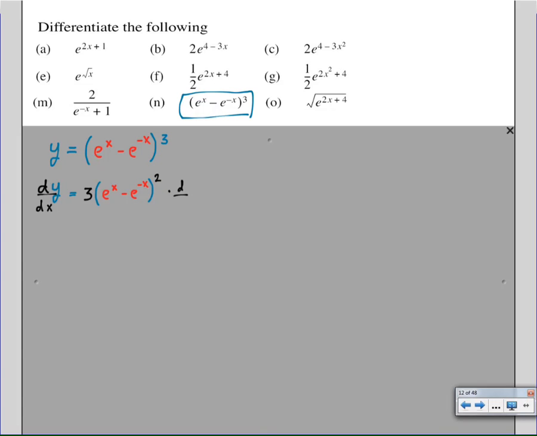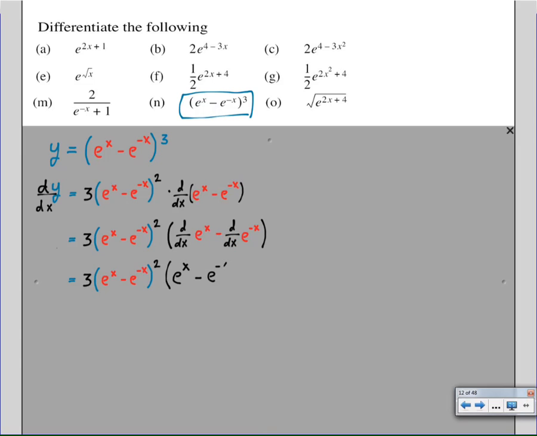Now I'm going to take the derivative of the inside stuff. Because this is a difference, the derivative of a difference is equal to the difference of the derivatives. So we take the derivative of each of these separately, keeping the front stuff. The derivative of e to the x, thankfully, is just e to the x. The derivative of e to the -x, as we explored earlier, is -1 times e to the -x. This, then, will simplify to e to the x plus e to the -x.